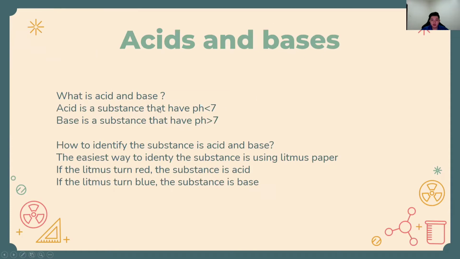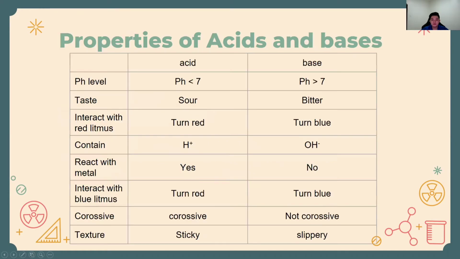So for the first part, what is acid and base? Acid is a substance that has pH less than 7, while base is a substance that has pH more than 7. How to identify the substance? Is it acid or base? The easiest way to identify the substance is using litmus paper. If the litmus turns red, the substance is acid. If it turns blue, the substance is base.